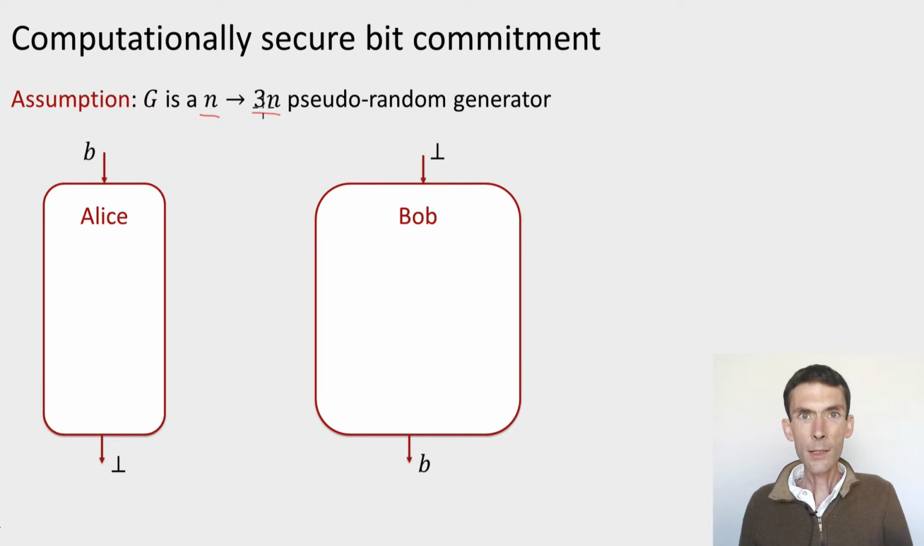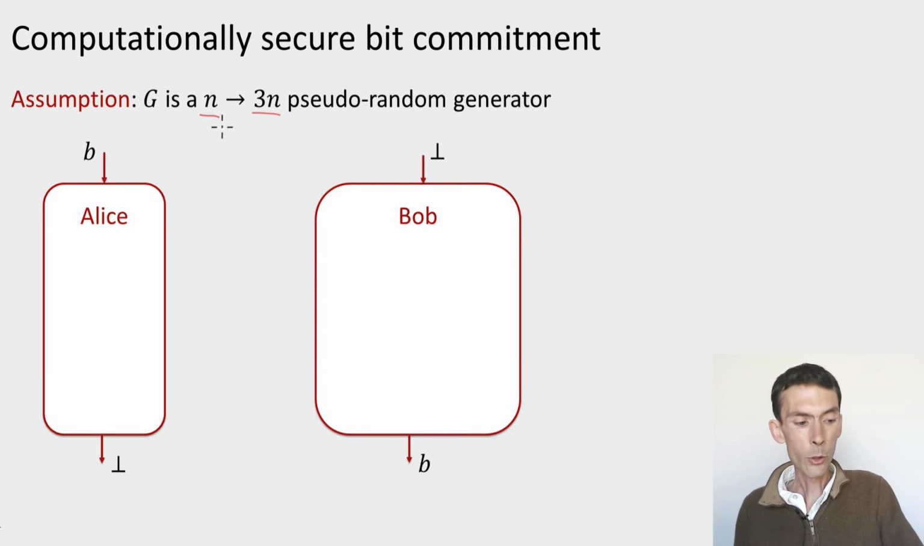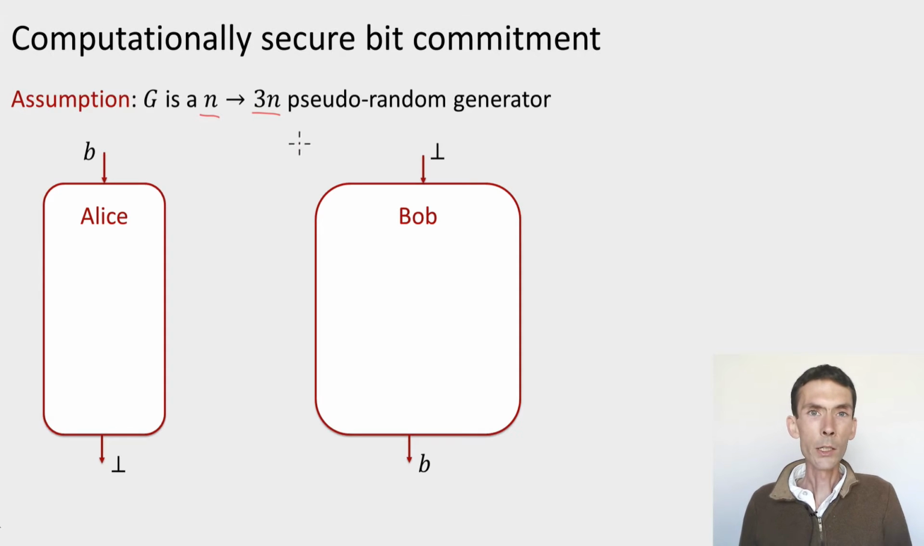So of course, statistically this is impossible, because if the input is an n-bit string, the output only takes 2 to the n values, not 2 to the 3n. So of course it's very different from a uniformly random 3n-bit string. But our assumption is that no computationally bounded adversary will be able to distinguish between the output distribution of g and a uniformly random 3n-bit string. That's an assumption. Let's make the assumption, and under that assumption, give a secure protocol for bit commitment.